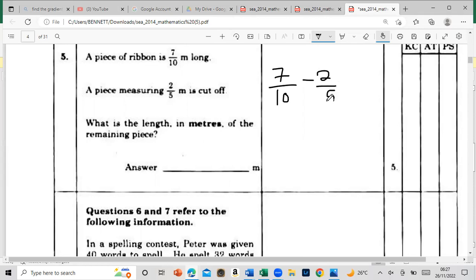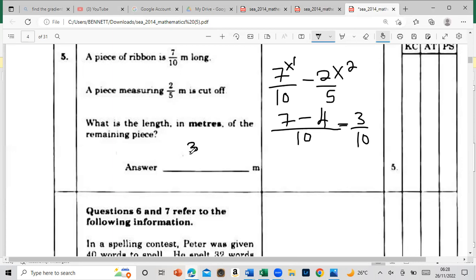All right, so what we're gonna do is just subtract, so we bring them to the same denominator, which is 10. 10 into itself, 1, so we multiply this by 1. 7 over 10, remember, I subtract 5 into 10, that goes 2 times, so we multiply by 2, and 2 times 2 is 4. So what remains? 7 minus 4, which is 3/10. All right, so our answer would be 3/10 meters.